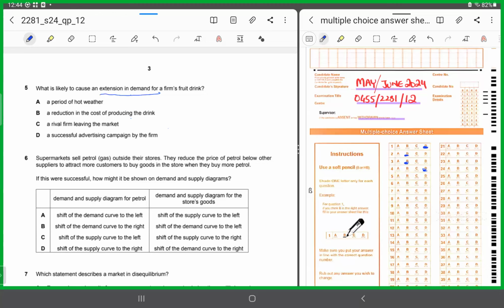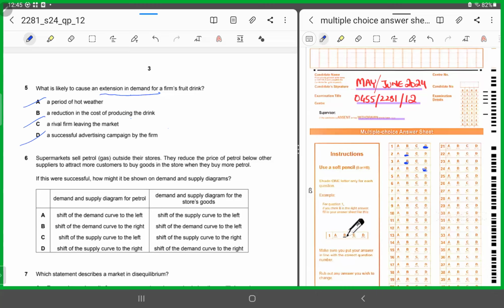A says that the question is what is likely to cause an extension in demand for a firm's fruit drink. A says a period of hot weather. B says a reduction in the cost of producing the drink. C says a rival firm leaving the market. D says a successful advertising campaign by the firm. Now, a successful advertising campaign by the firm, a rival firm leaving the market, and a period of hot weather. All are factors which will cause shifts.